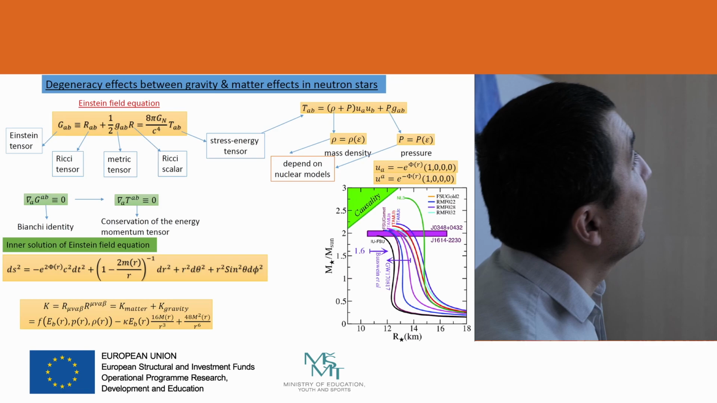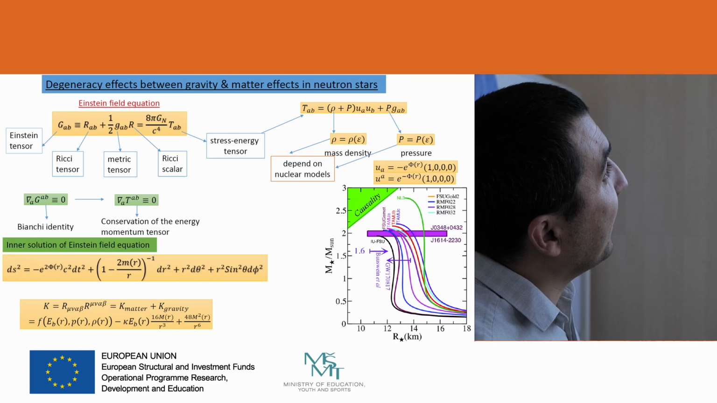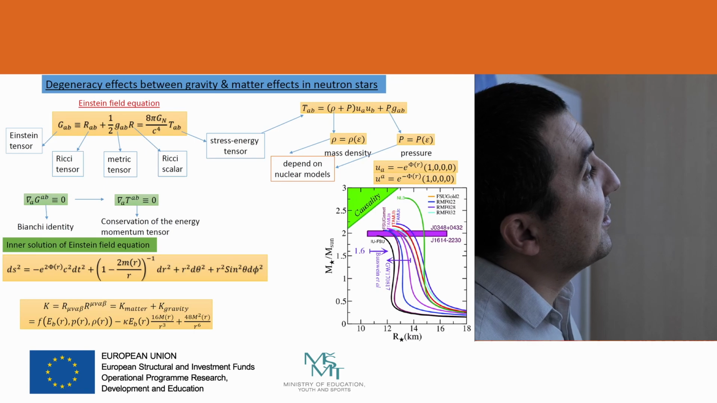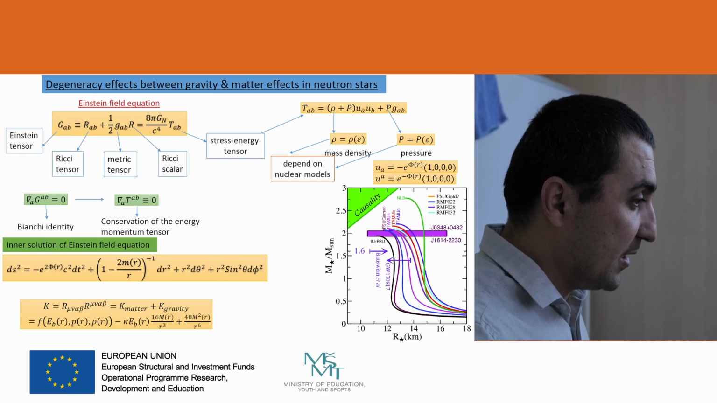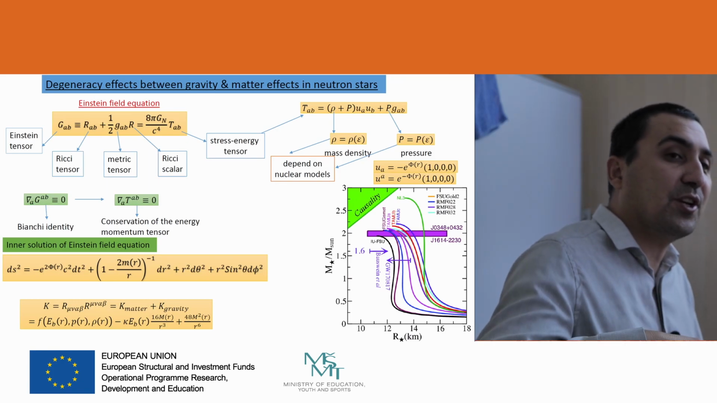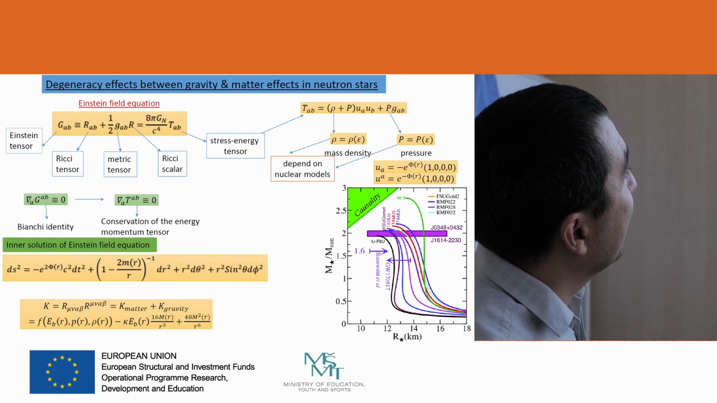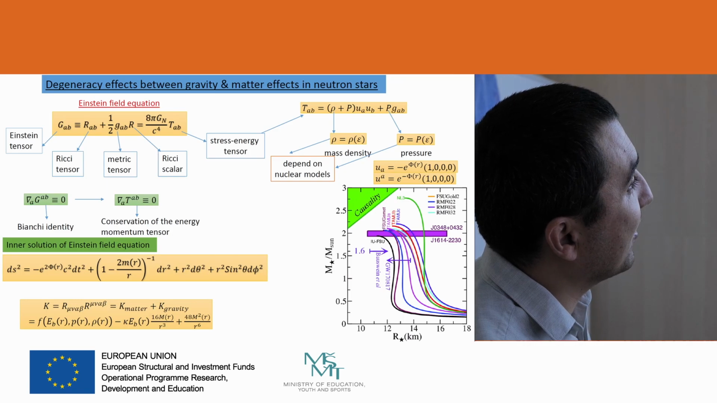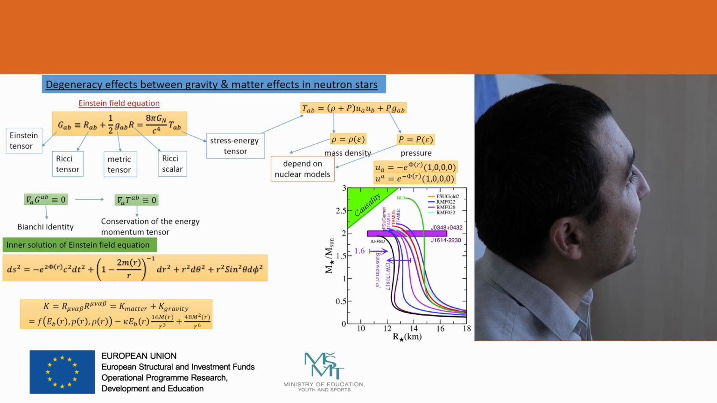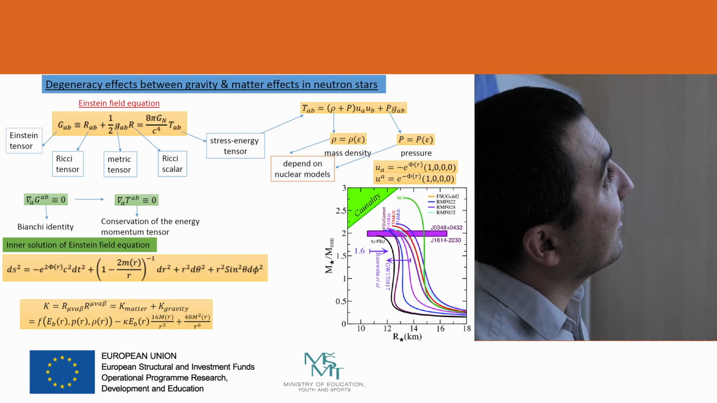And I will go to the degeneracy effects of gravity and matter in neutron stars. What does it mean? In the inner space, there is a space-time solution, an interior solution for neutron stars. For space-time, we can search for the metric in this form, but here the mass function depends on the matter and the gravity.